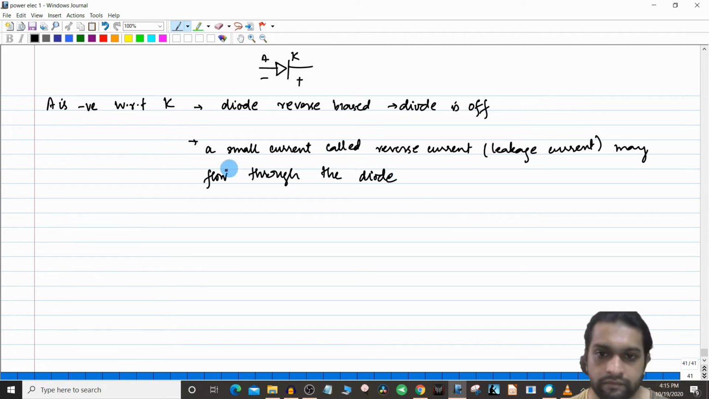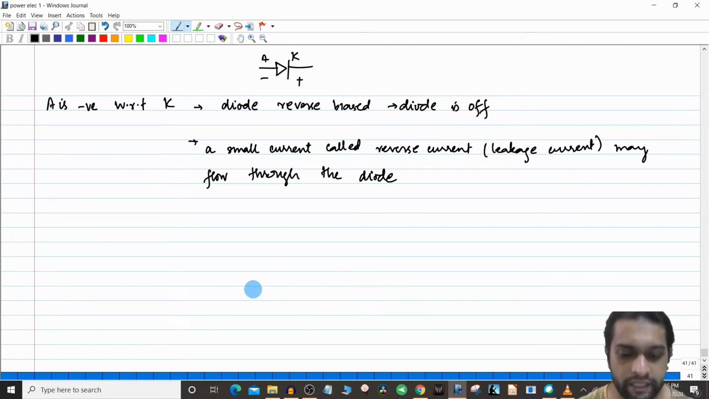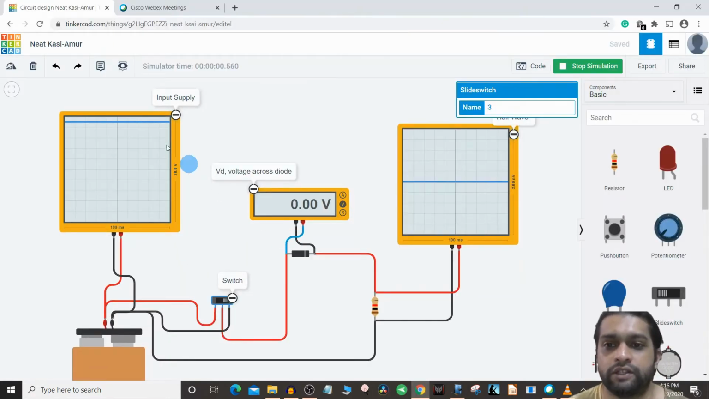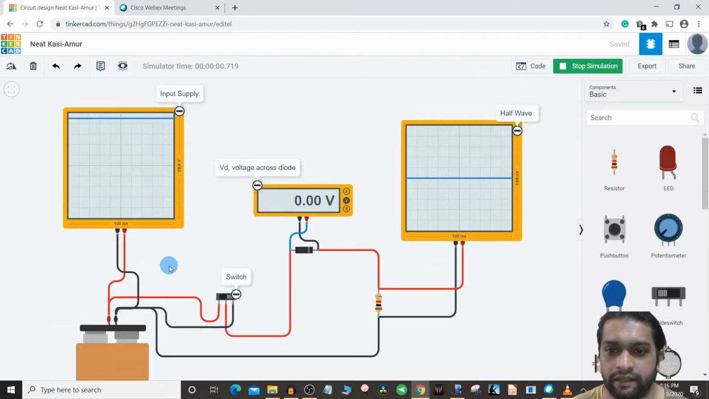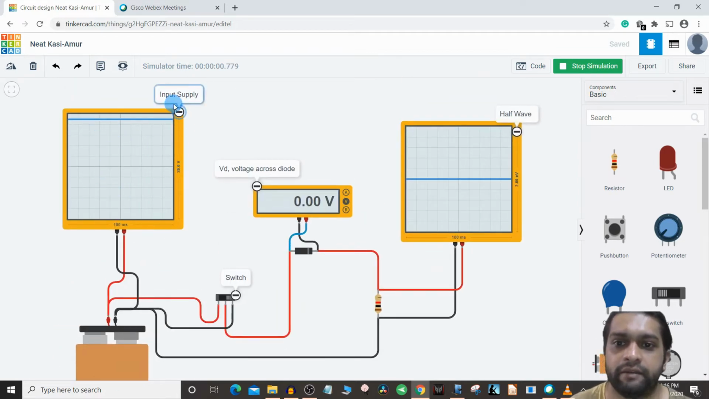Now let us look at a small simulation I have put up. We will see what all terms we have seen here. Of course, I will not be able to show the leakage current here. That we will see in another video. So here you can see a small simulation. Note here closely: here is a 9 volt battery, and this meter here measures the input supply, which is 9 volts.